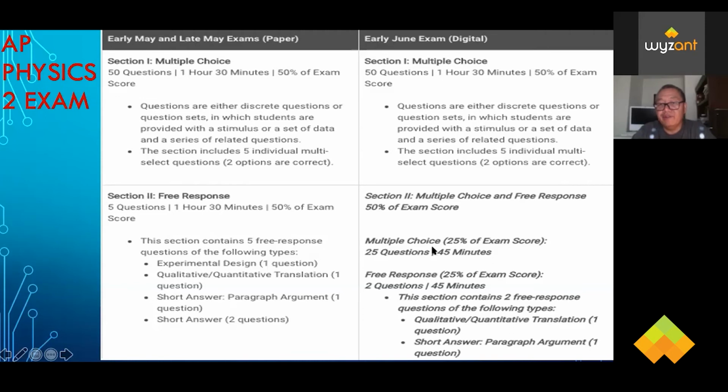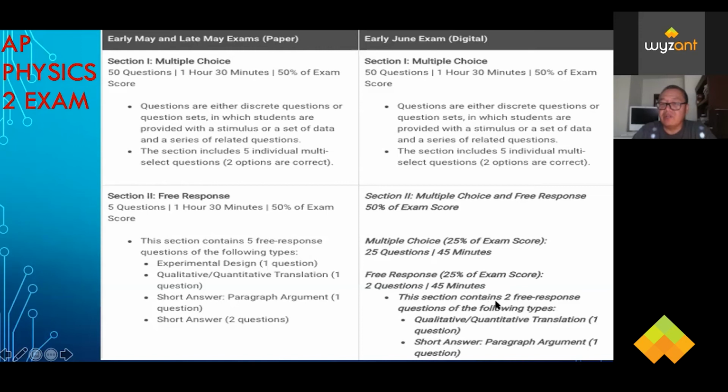Here you have multiple choices, 25% of test score, with 25 questions, okay? For this part, they give you 45 minutes. This part is different from the paper test, okay? Then they have free response, that's 25% of exam score. That's 2 questions. They give you 45 minutes.